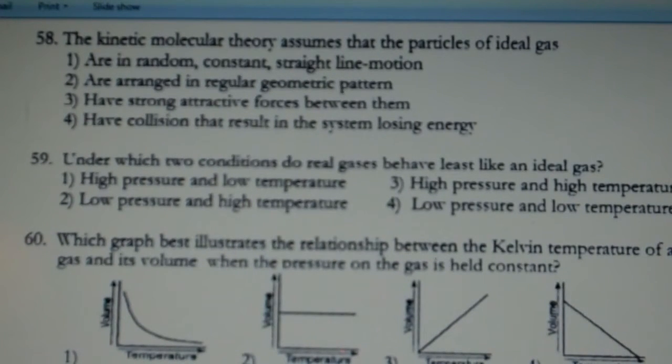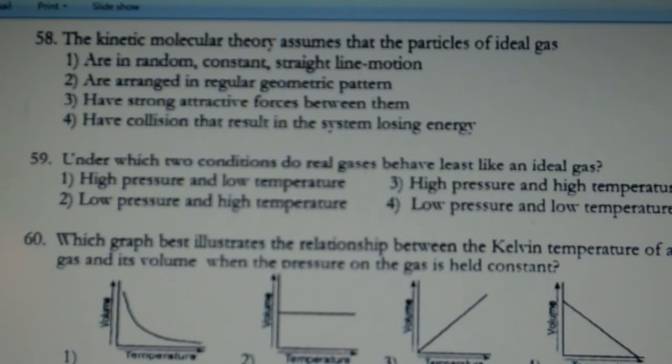In question number 60, it's talking about the relationship between Kelvin temperature and volume. And we know that if the temperature increases, so will the volume. Both of them increase together. So the only one that graphically shows that is number 3, because both of them increase together.